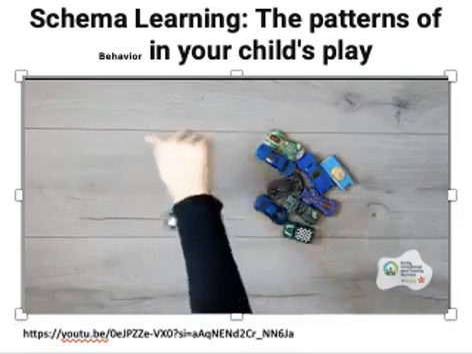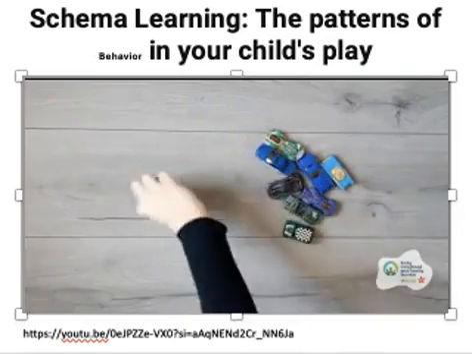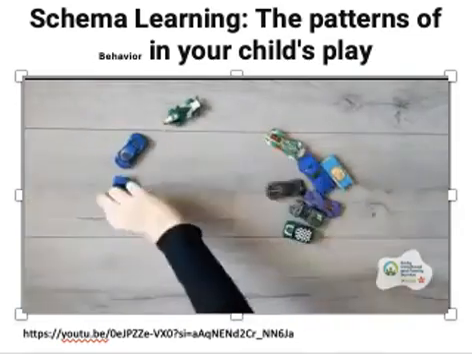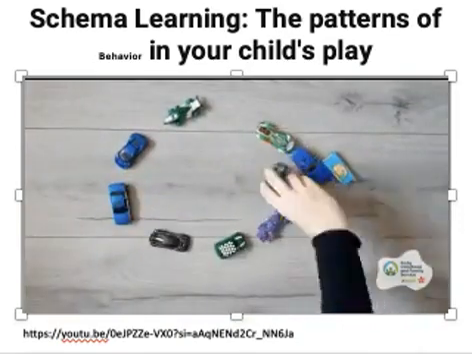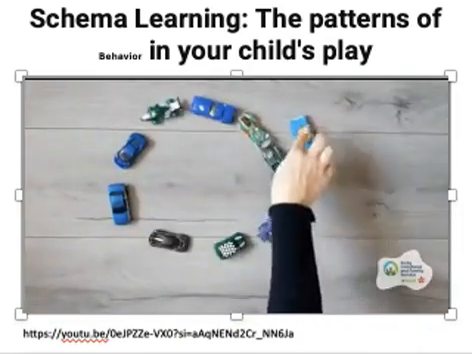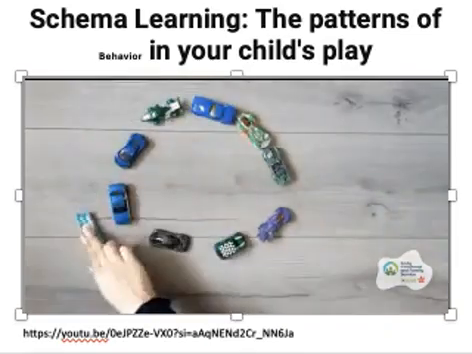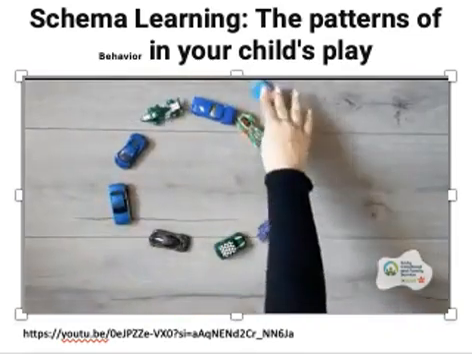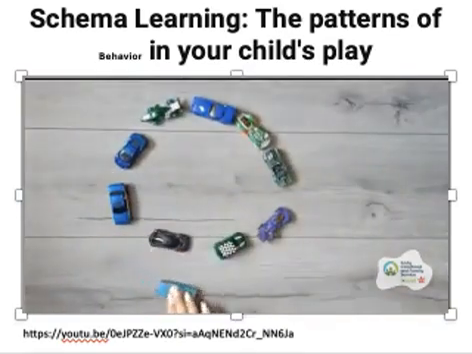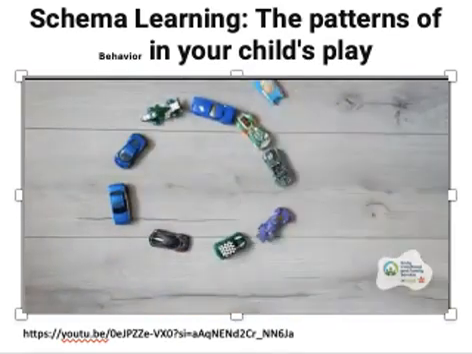A child with a rotating schema is interested in spinning items round and round. They may like to run around in circles or enjoy being swung around. A child with a rotating schema playing with these cars would spin them, drive them around in circles, or drive cars round the edge of something, maybe around the edge of a table.